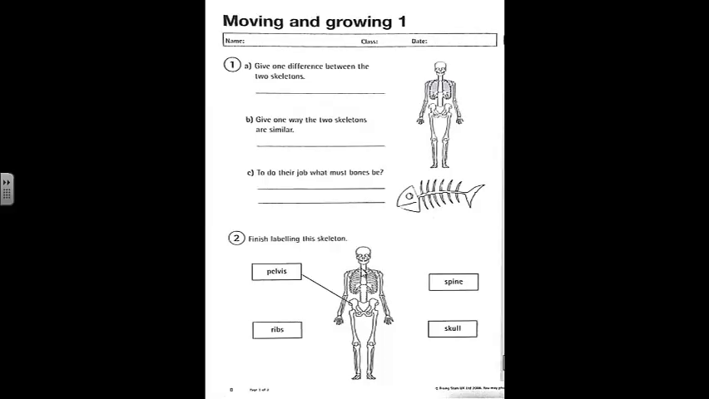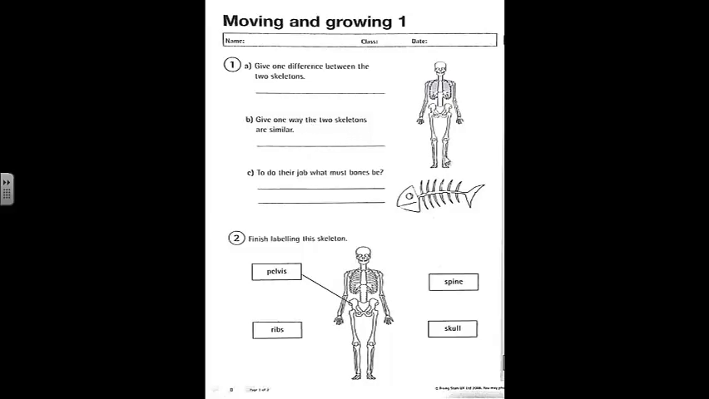Give 2 differences between the two skeletons. Here we have a human skeleton and a fish skeleton. Maybe the leg and arm bones. The human skeleton has leg and arm bones, while the fish has none. The human skeleton has a pelvic bone, but the fish doesn't. Those are 2 differences. You can write any of them.